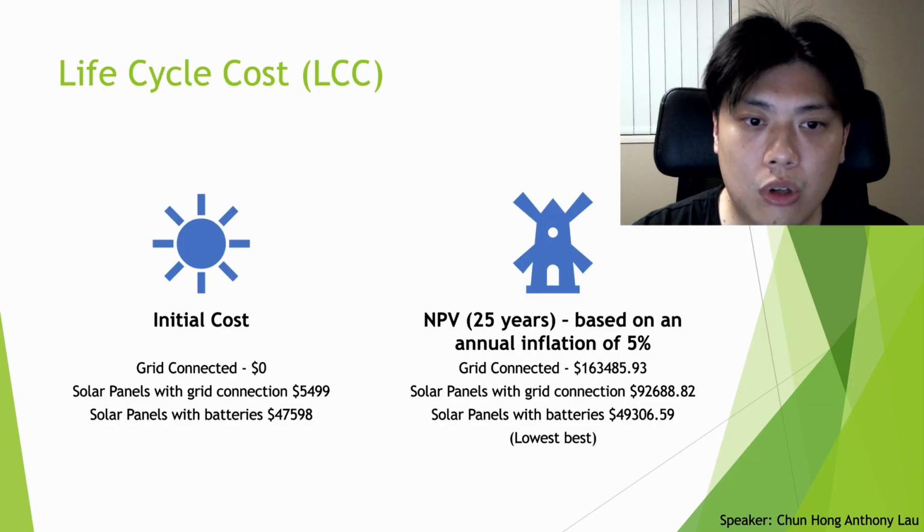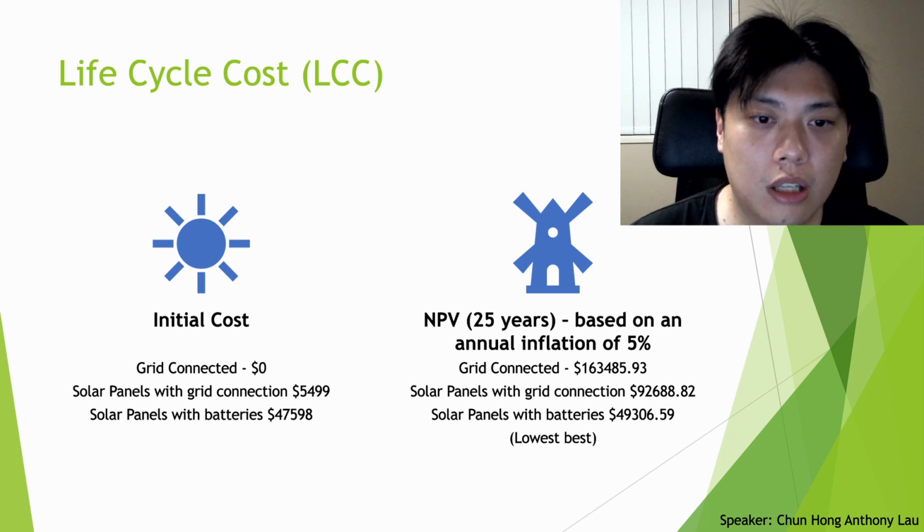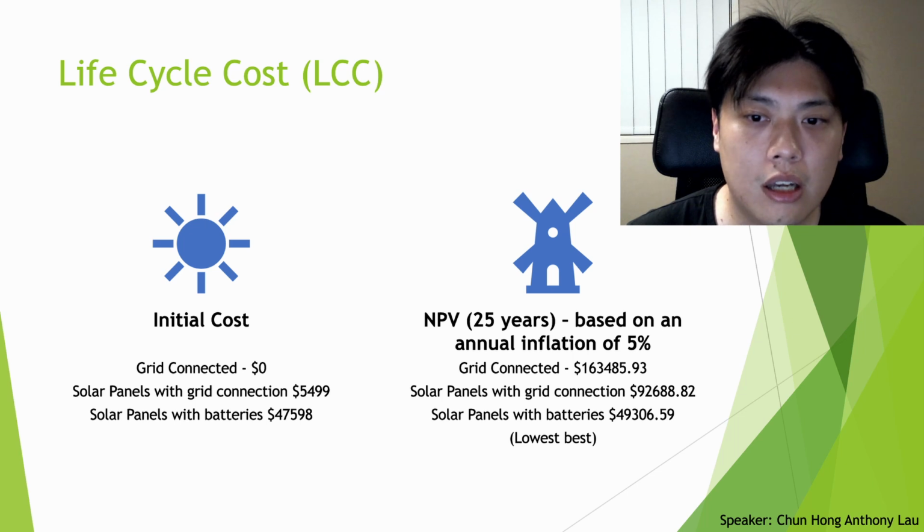A life cycle cost analysis is used to analyze the net present value of a 25-year life cycle period. With an annual inflation of 5%, the result of this analysis showed that although option 1 has the lowest initial cost, it will cost the client the most in the long run. On the other hand, option 3, the solar panels with batteries option, has the highest initial cost but will have the best NPV. The LCC analysis showed that option 3 is the best choice from an economic perspective.